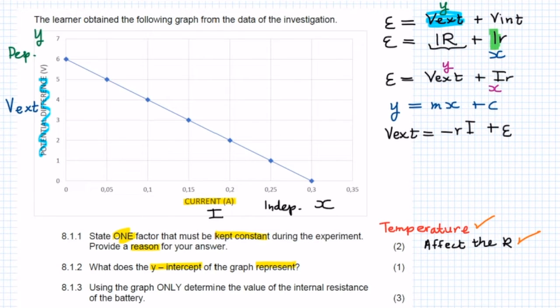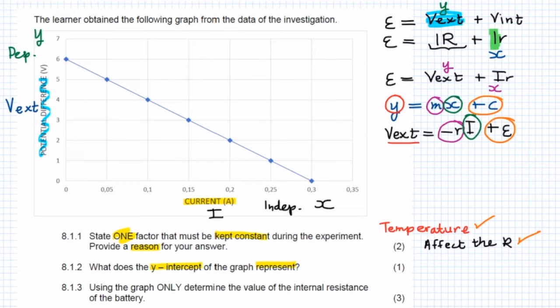From this, it is very clear that the y value is V external, the potential difference being supplied to the load. We see that the gradient is the negative version of the internal resistance. The gradient is negative the internal resistance. We see, as we intended, that x is the current. And lastly, we see that the y-intercept is the EMF.